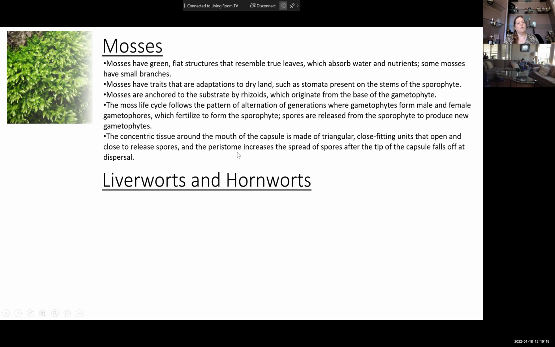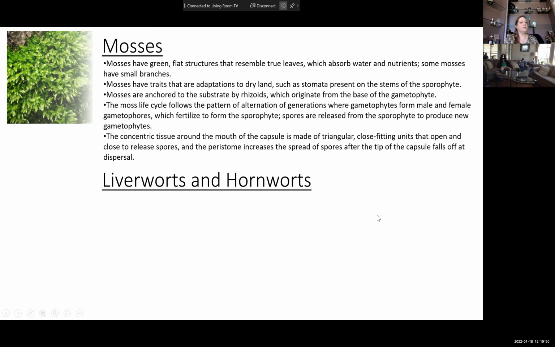The concentric tissue around the mouth of the capsule, that's that little top piece we saw on that seta, is made of triangular close-fitting units that open and close to release spores. And the little holes, called a peristome, that's what they spit out of. It increases the spread of the spores after the tip of the capsule falls off at dispersal. So when moss spread their little gametes, they're called spores. Okay, so when we talk about gametes that don't require sexual reproduction, you would call them spores. So we're going to talk about them with moss and also with ferns.